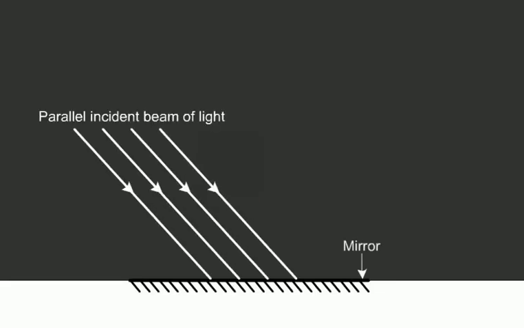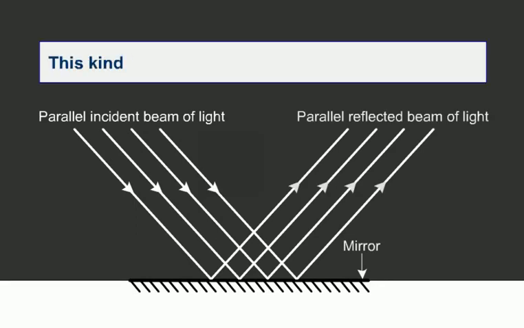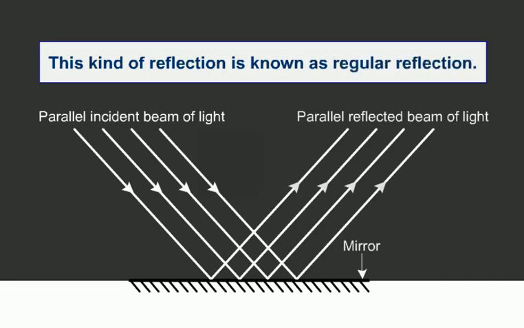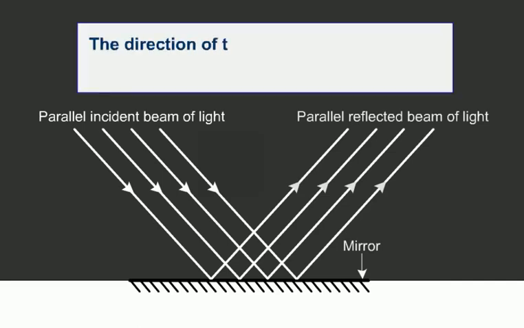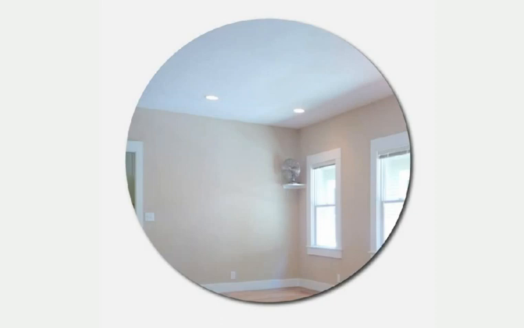Regular reflection. Students, when a parallel beam of light falls on a smooth or polished surface, like a mirror, the reflected beam is also parallel to each other. This kind of reflection is known as regular reflection. The direction of the reflected rays depends on the position of the mirror. Due to regular reflection, a smooth surface appears bright.